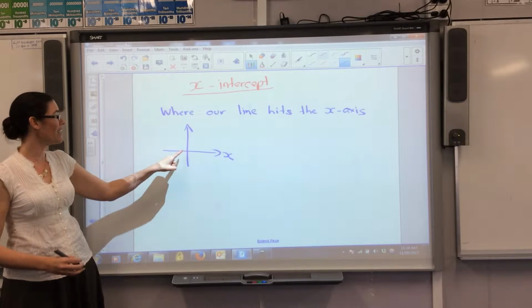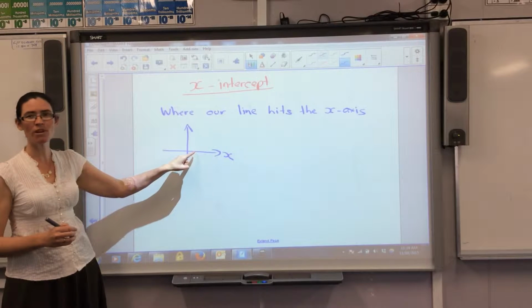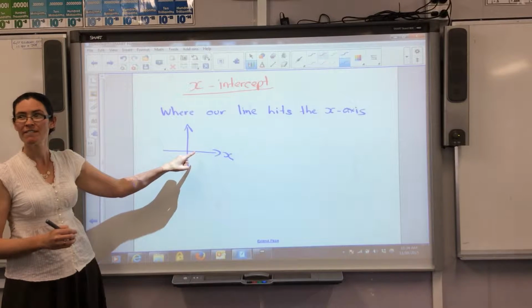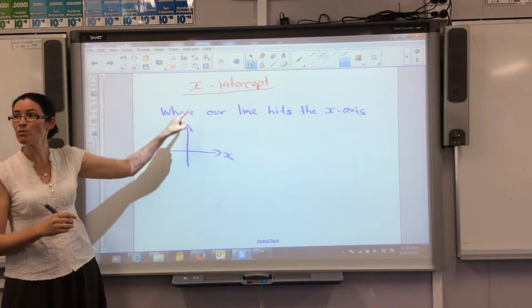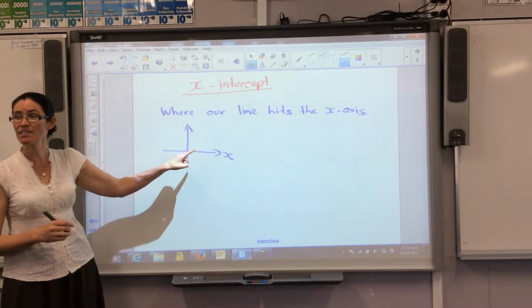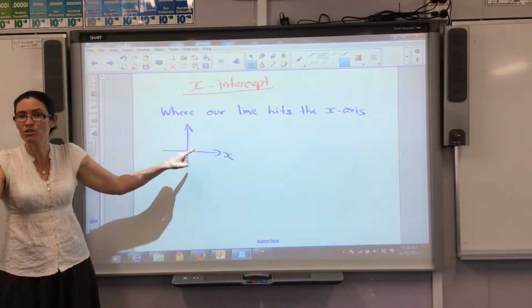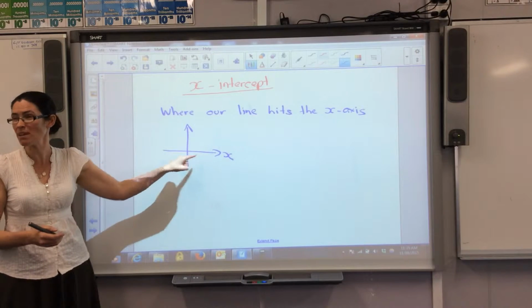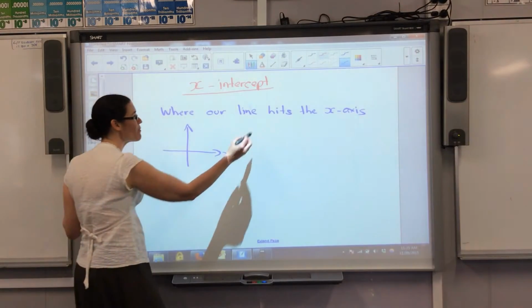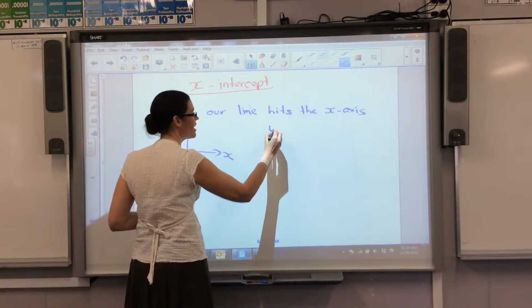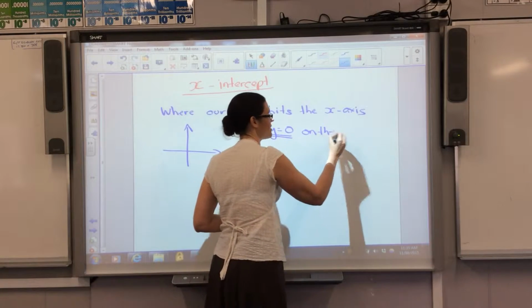What's the y value here? Zero. What if I go across a bit? What's the y value? 2, 1, whatever you want. The y value is 0, because I haven't gone up or down, have I? Even though I've moved across here, my x has changed, but the y is not changing. So everywhere on the x-axis, y equals 0.